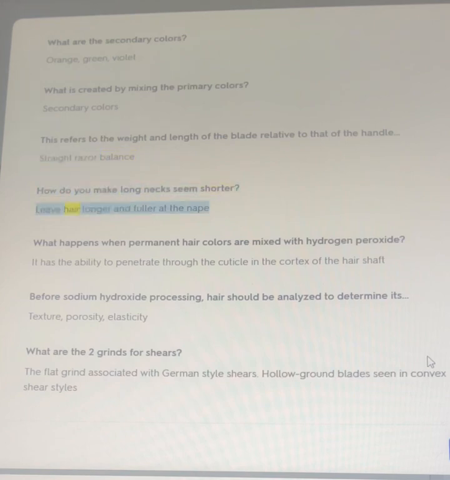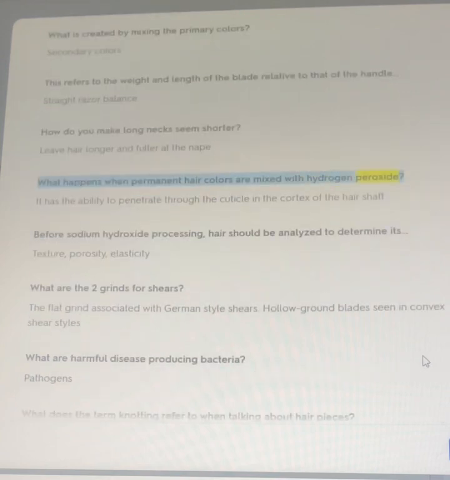Leave hair longer and fuller at the nape. What happens when permanent hair colors are mixed with hydrogen peroxide? It has the ability to penetrate through the cuticle into the cortex of the hair shaft. Before sodium hydroxide processing, hair should be analyzed to determine its texture, porosity, and elasticity.